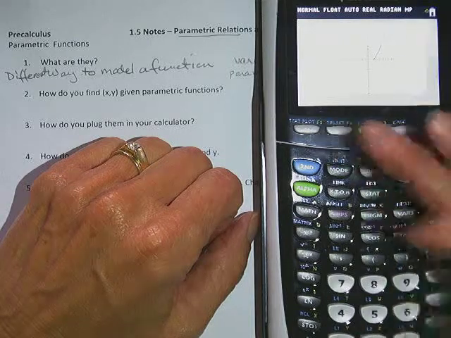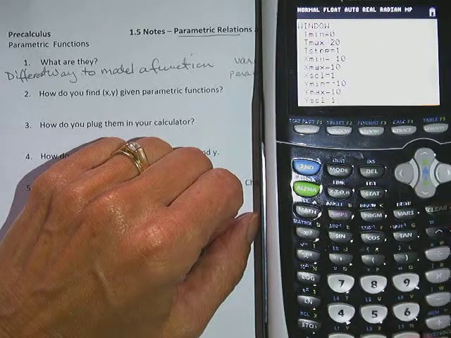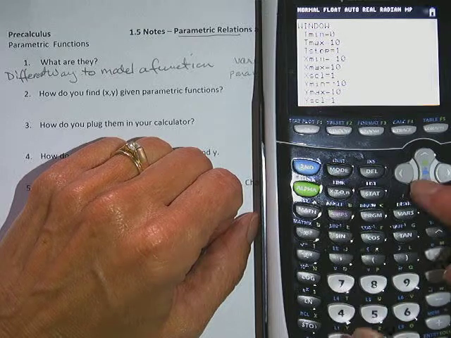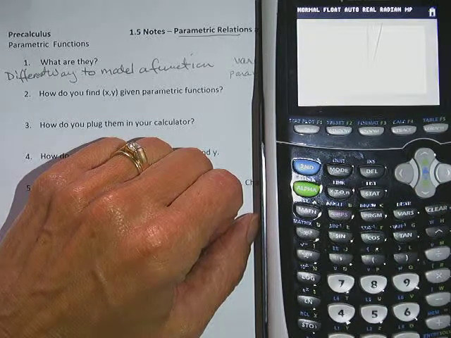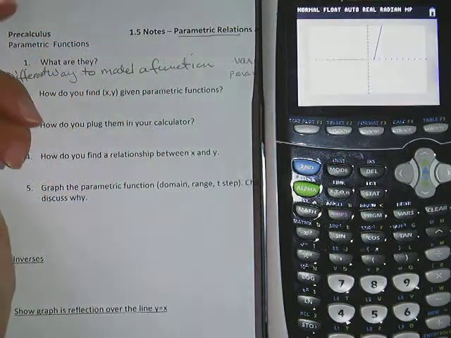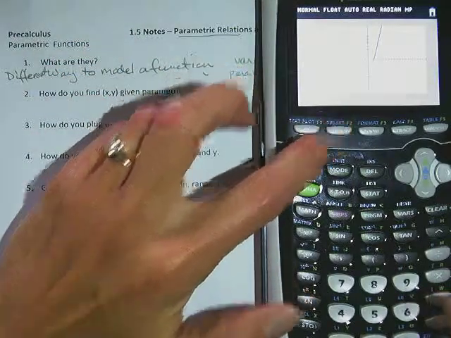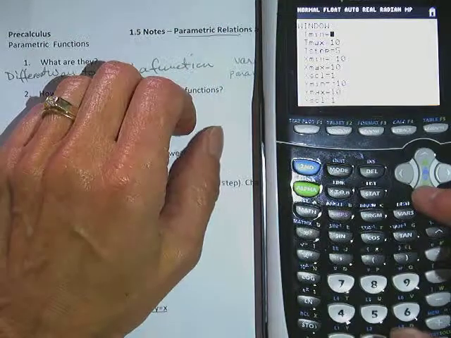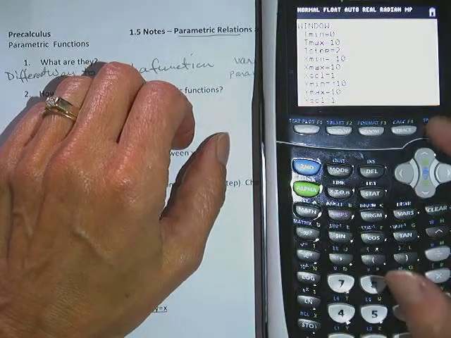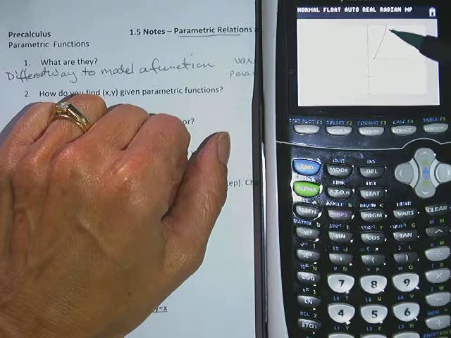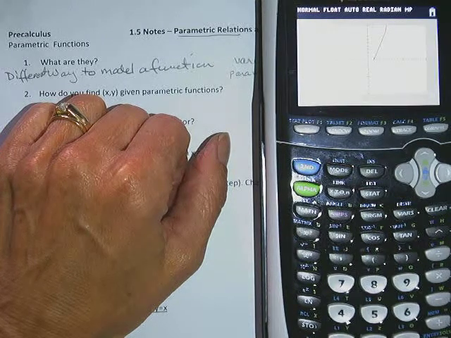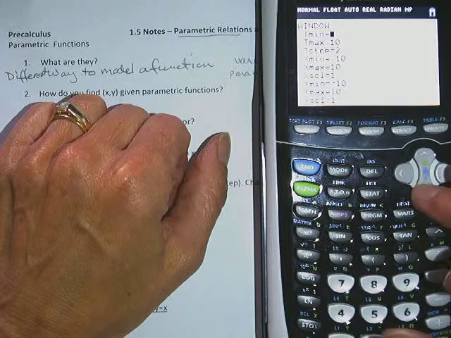Put my T step, I guess it wouldn't matter, 20? Same. You just change the max on the step. I'm going to go my T step to 5. And now it's a straight line. Okay? That's illegal.